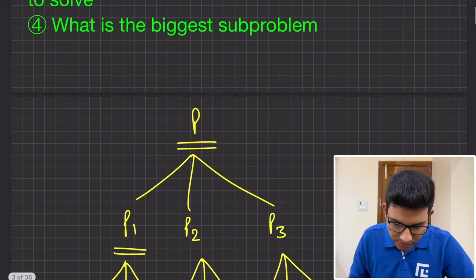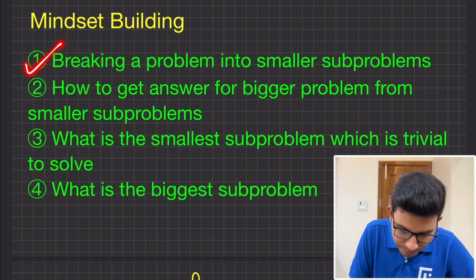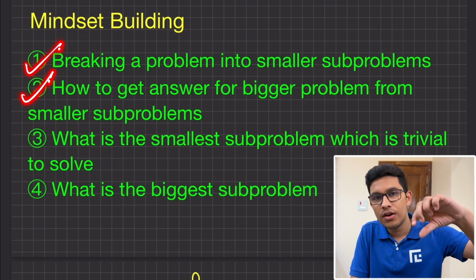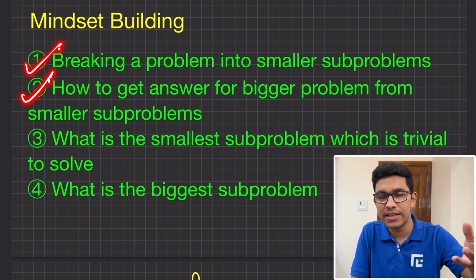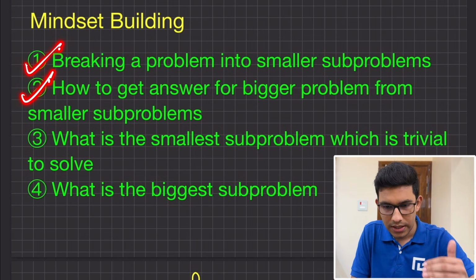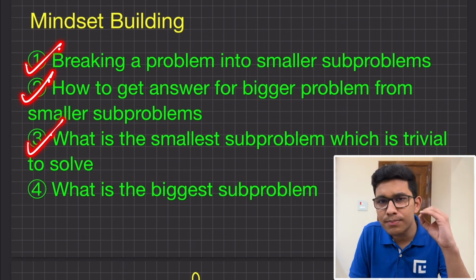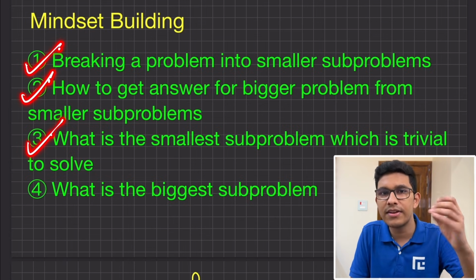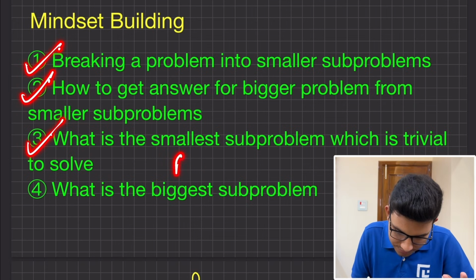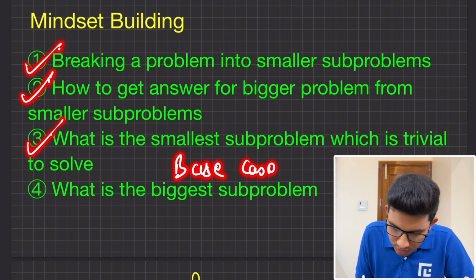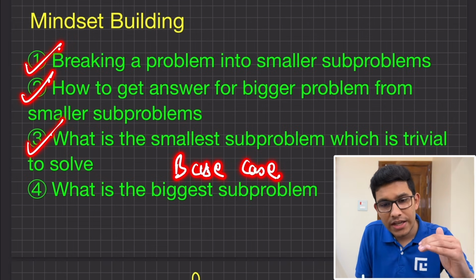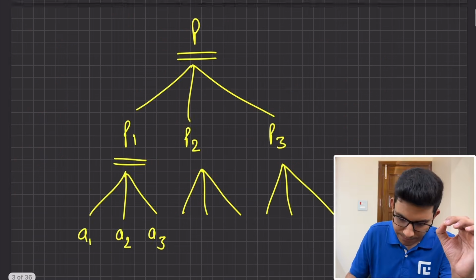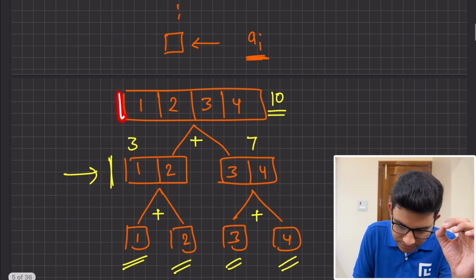So you need to think about this. Firstly, you need to think about breaking the problem into smaller subproblems. Next, you need to think about how you can get the answer from these smaller subproblems, and develop a relation between them to find the answer for the bigger subproblem. Next, you need to think about what is that smallest subproblem for which you don't need to further divide it, for which you already know the answer, or it is trivial to calculate the answer for, right? This is known as the base case, where you don't have to further divide the problem. And eventually you are concerned about this thing. What is the biggest problem that you want to solve? In our array example, the biggest problem was this that we wanted to solve.